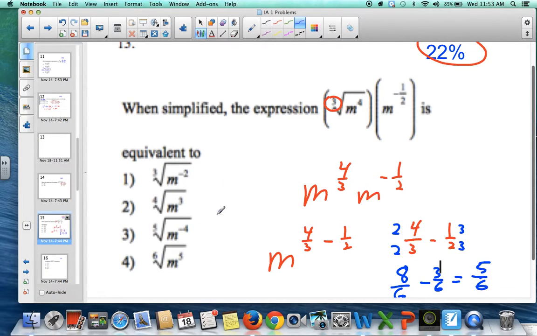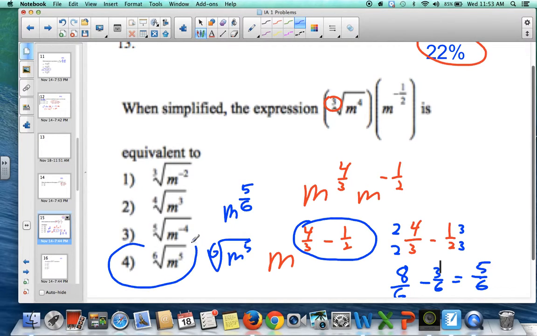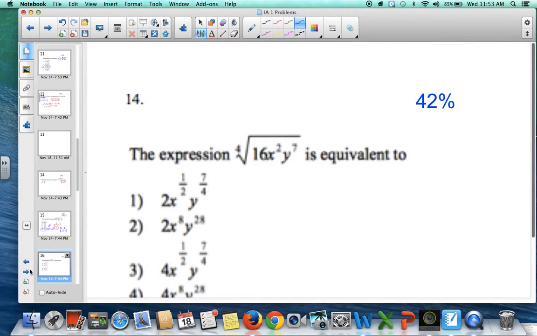That isn't written there, so I have to translate. So it's m to the power of 5 over 6, because this is 5 over 6. I just showed that here. So the 6 becomes the index, m to the 5th, and that's the answer right there. We've got to get better than 22% for that one, of the people getting that right.